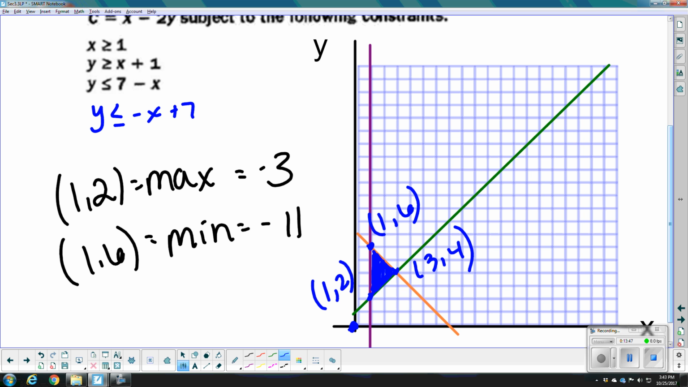And then identify the vertices. So the vertices: 1, 2 is one point, 3, 4 is your second point, and 1, 6 is your third point.